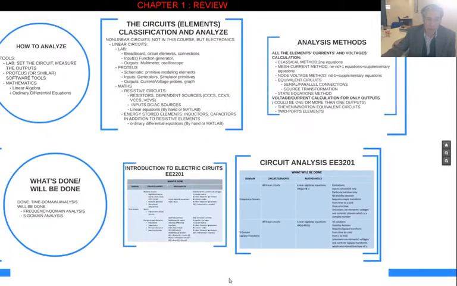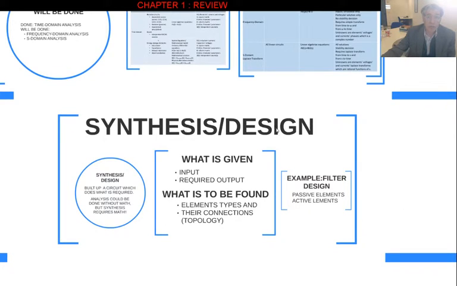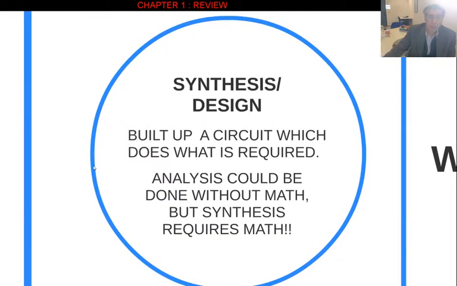So this is what we are going to do in analysis. And what are we going to do in synthesis? Let's remember what synthesis is first. Build up a circuit which does what is required. Synthesis means build up a circuit which does what is required.